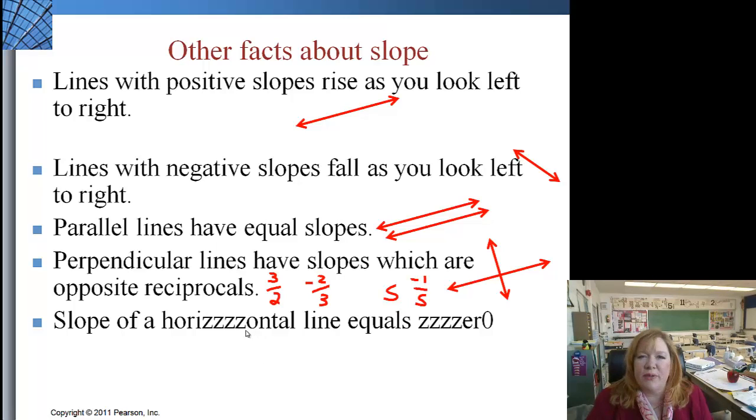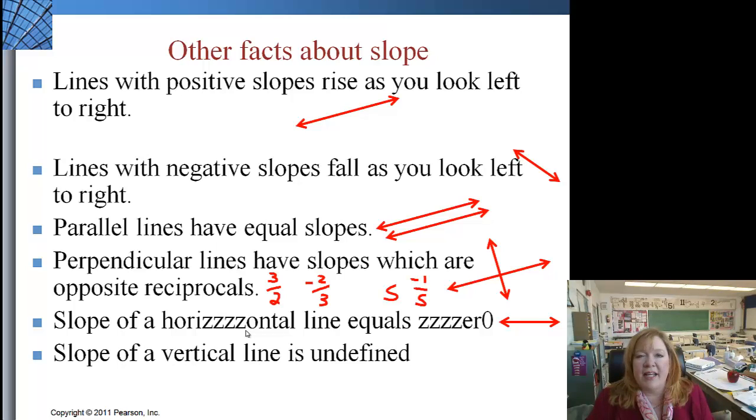Get it? That's how I would remember the difference between horizontal and vertical lines: horizontal is 0 because it's flat. Anyway, just a mnemonic device to help you keep those straight. There's a horizontal line. Vertical line is undefined. Slope of a vertical line is undefined.